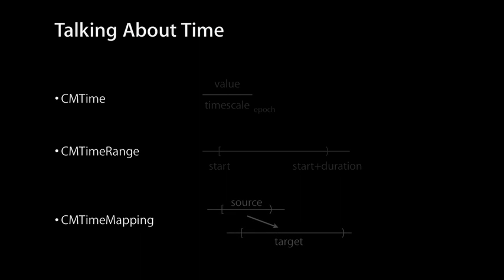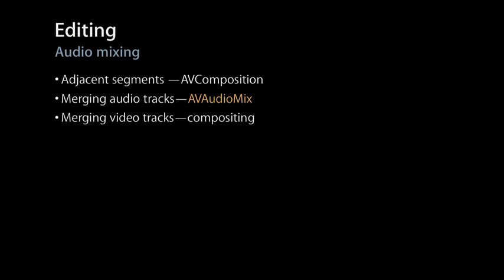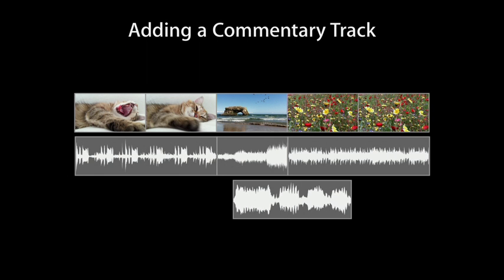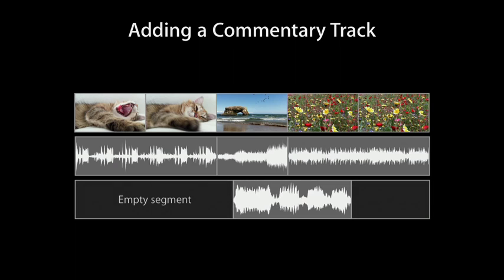That's compositions. Now let's talk about mixing audio. As an example, let's take adding a commentary track to a video. When we add a shorter piece like this to a track, the framework will implicitly add empty segments to fill out the track. What we want to do is have the volume of the main audio drop during the commentary. This is called ducking the main track.